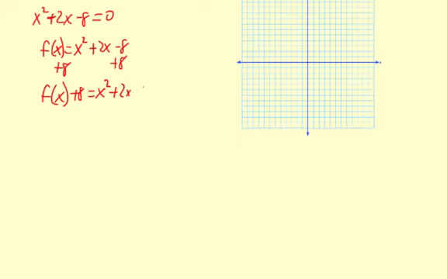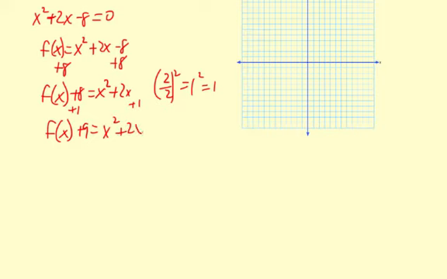Now I need to find out the number that goes here. So I take this 2, divide by 2, and then square it. 2 divided by 2 is 1, so it's 1 squared equals 1. So I need to add 1 to both sides. So f of x plus 9 equals x squared plus 2x plus 1.